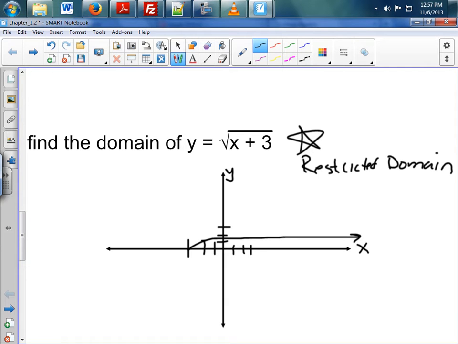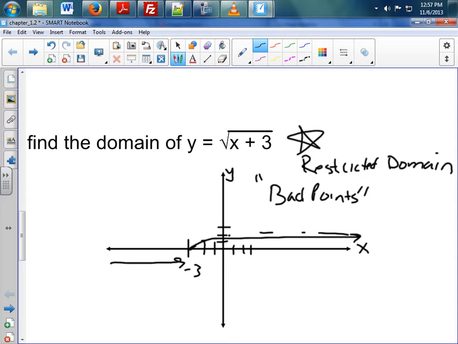Now, when you have a restricted domain, that means you have, quote, bad points. Okay? When you're talking about radicals, what happens when your radical all of a sudden becomes negative? It can't be done. So if you look at our domain, all the x values up to -3 do not work.